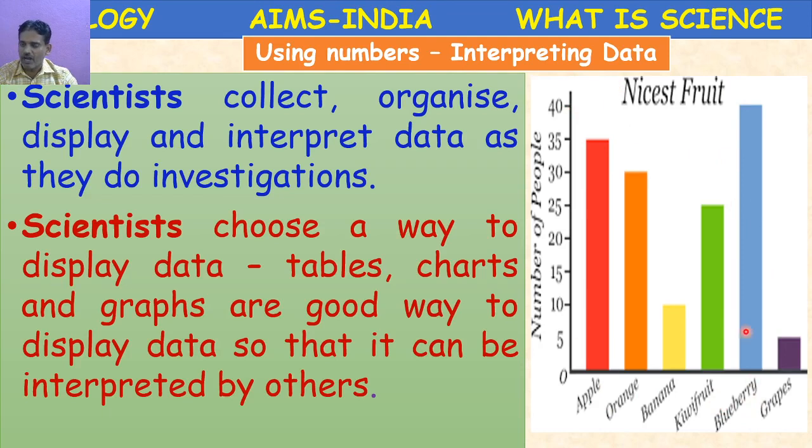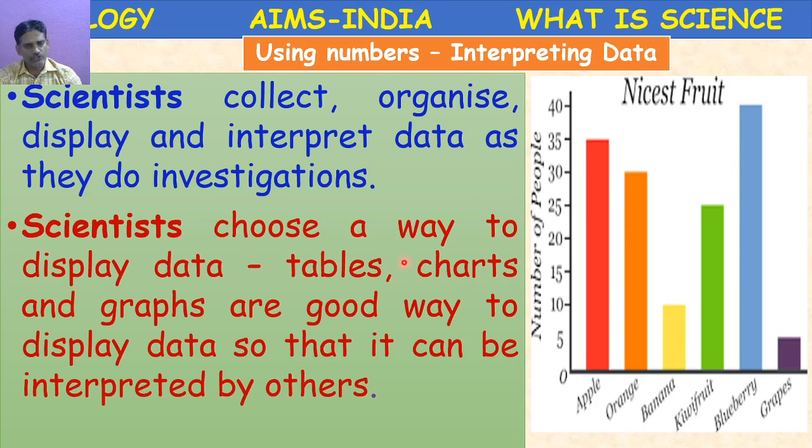The same thing you can also represent in the form of a pie chart. Taking one circle and dividing it into different parts. So 35% you can label as apple, and 30% you can label as orange, like that. Scientists follow this method.